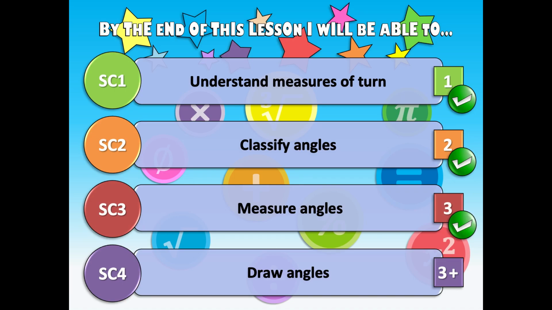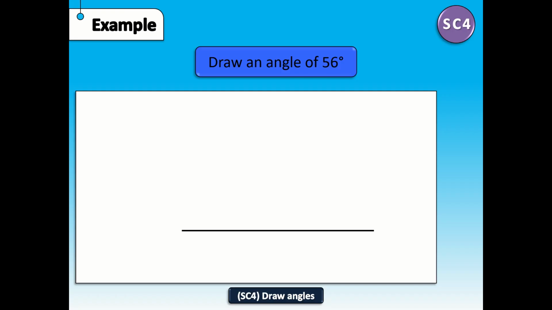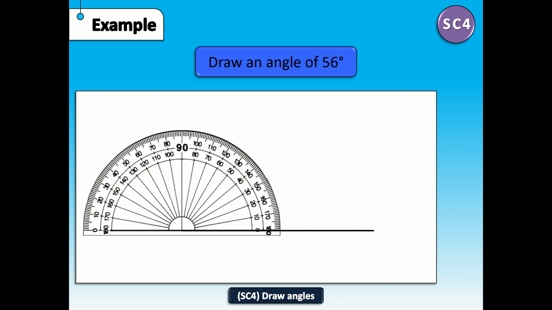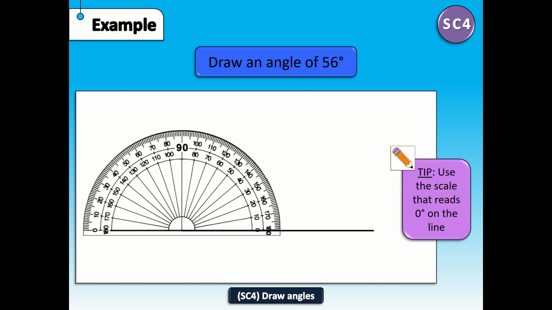Now we've completed success criteria 3, so we're going to move on to number 4, and this is to draw angles. So we want to draw an angle of 56 degrees. So we put our protractor on the end of the line, so make sure the middle of the protractor is on the end of the line, and we look at the 0 that the line goes through. So we start at 0 and we go up 56 degrees.